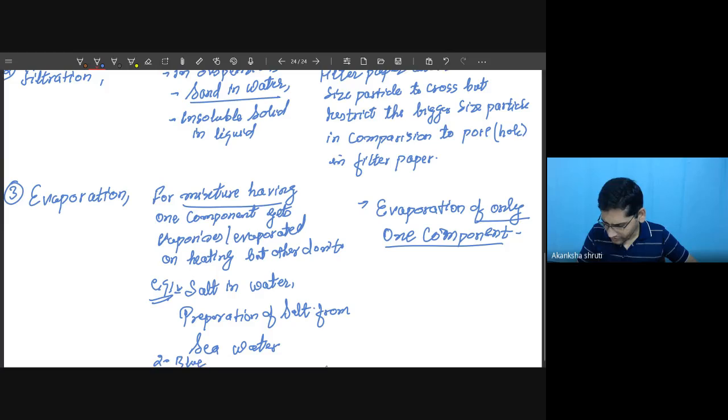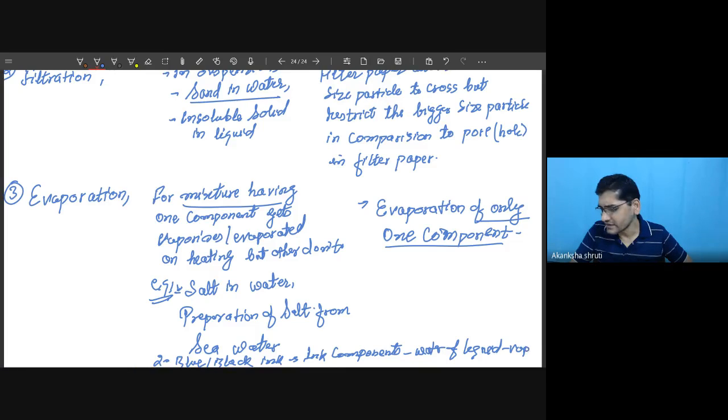So blue or black ink means ink components. This ink contains water or liquid. This liquid will vaporize, but the solid present in it will remain collected. This will not vaporize. So this we have to observe. Okay, students, these two are the important examples that you have to keep in mind regarding evaporation.